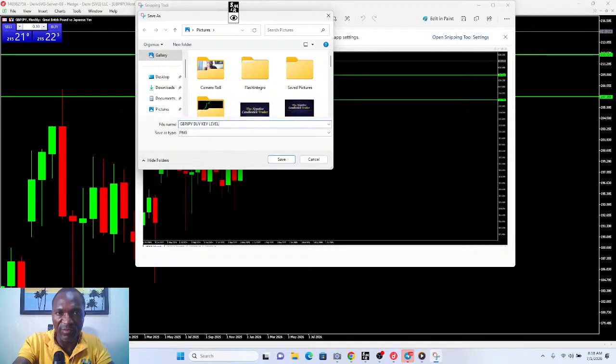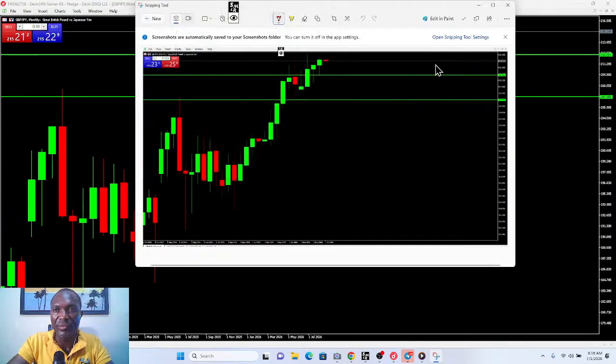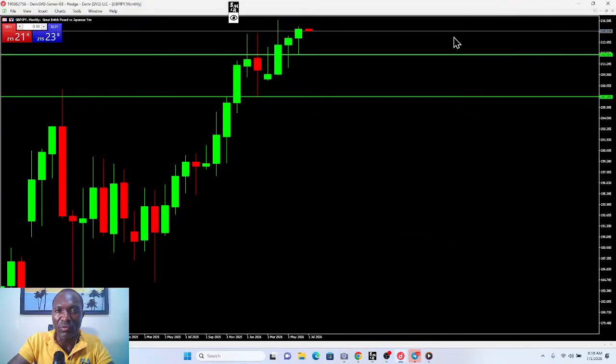All these things are very important for us. You can decide to put month if you want, because we saw this at the month. At least you understand why it's a buy key level. So we've gotten our buy key level. We will now post it later. So now that is done.